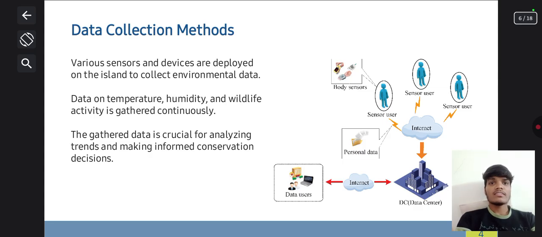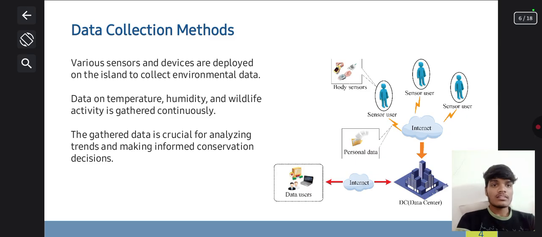Data collection method. Various sensors and devices are deployed on the Iceland to collect environmental data. Data on temperature, humidity and wildlife activity is gathered continuously. The gathered data is crucial for analyzing trends and making informed conservation decisions.